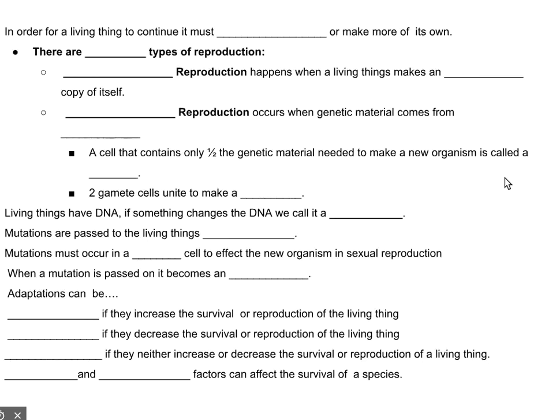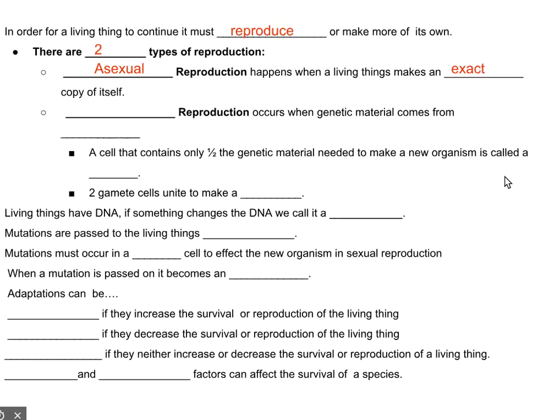Okay, in order for a living thing to continue, it has to reproduce or make more of its own. And there are 2 types of reproduction. The first type of reproduction we're going to talk about is asexual reproduction, and it happens when a living thing makes an exact copy of itself. So this usually is in bacteria, and the bacteria just completely copies itself and splits in half. Basically, one organism becomes 2.